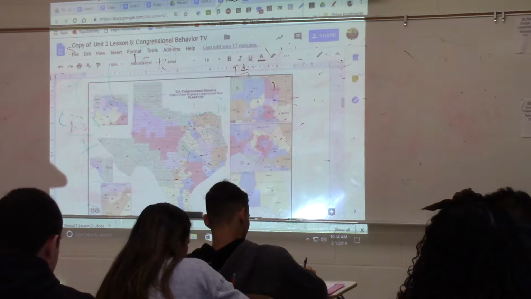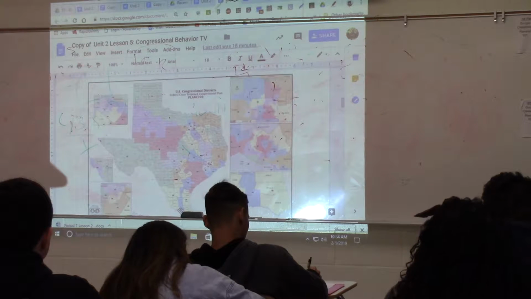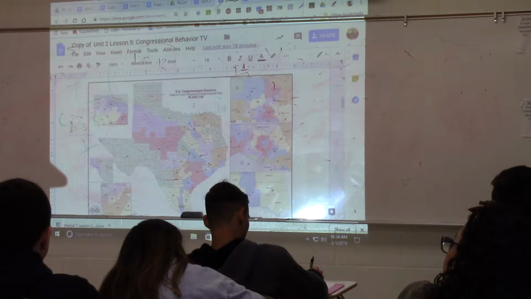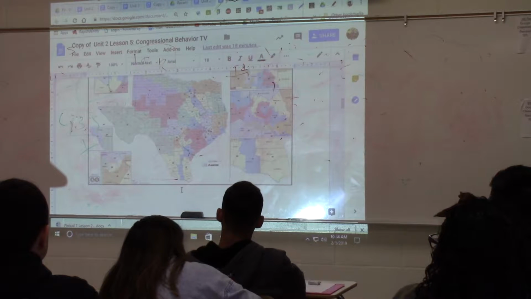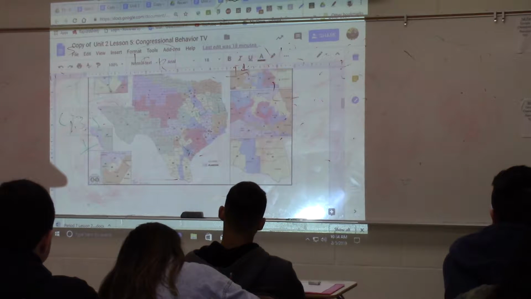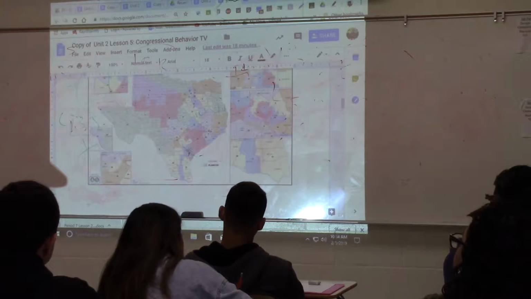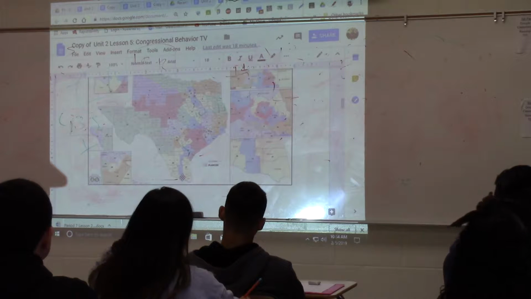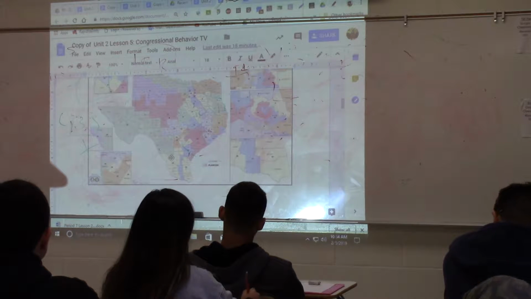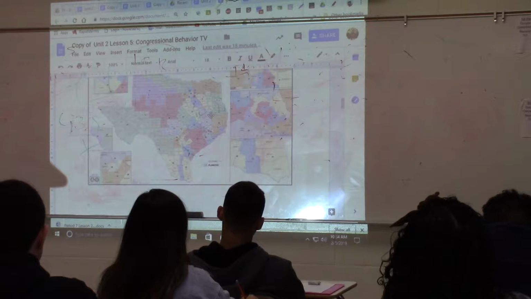So here you can see 36 districts in the state of Texas. Each district gets to elect how many representatives? One. Our district right here is District 15. Notice how oddly it's shaped. We'll talk about why. But this is District 15. Our representative is Vicente Gonzalez in the House of Representatives. And then each district selects one representative to be sent to the House of Representatives. Any questions?